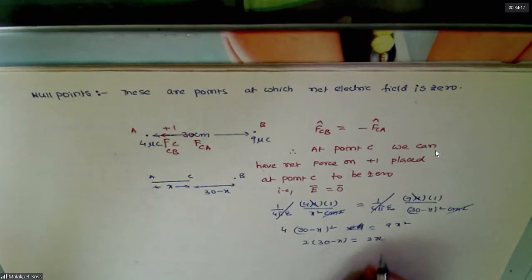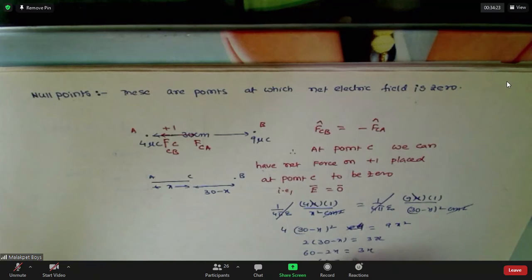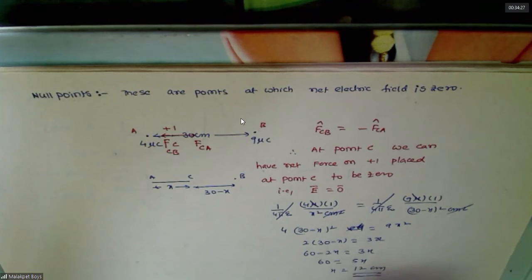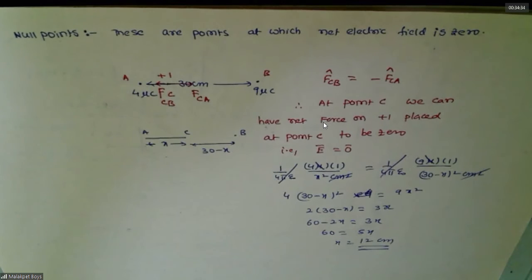Do you agree with this? If we take this, 60 minus 2x is 3x. 60 equals 5x. x equals 12 centimeters. That means the null point is at 12 centimeters from the left charge. Is it clear?